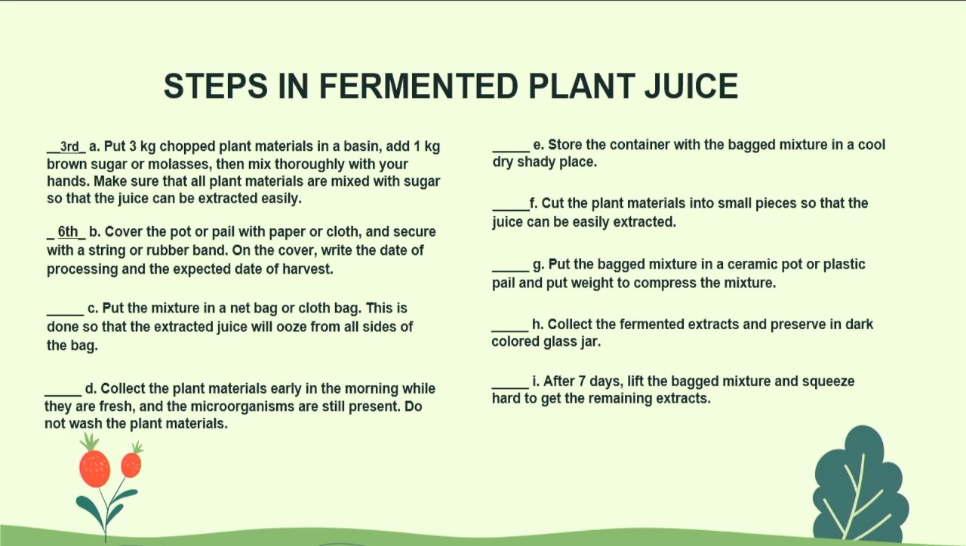Letter C. Put the mixture in a net bag or cloth bag. This is done so that the extracted juice will ooze from all sides of the bag. What is your answer? Good. This is the fourth step in making fermented plant juice.